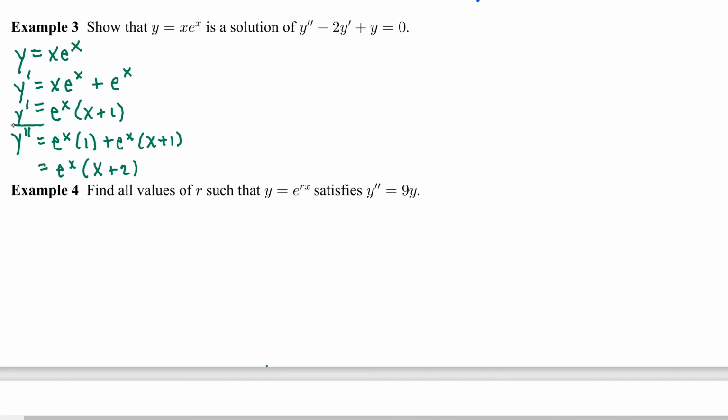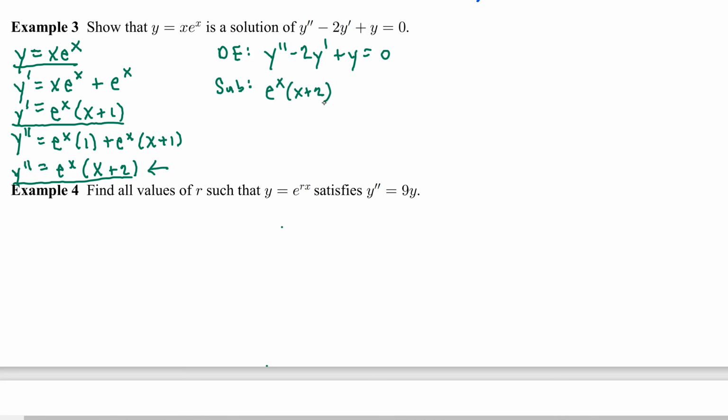So we're going to take our first derivative, our second derivative, and the given function, and plug those into our differential equation, y double prime minus 2y prime plus y equals 0. I'm going to go ahead and write the word sub to show that something new is changing here. So we know that the second derivative in terms of the independent variable is e to the x times x plus 2. The next term we have here is minus 2 times y prime, and we're going to replace y prime with its expression in terms of x. That is e to the x times x plus 1.